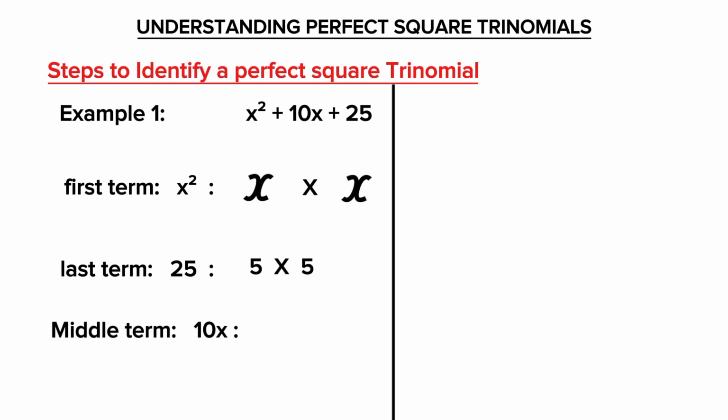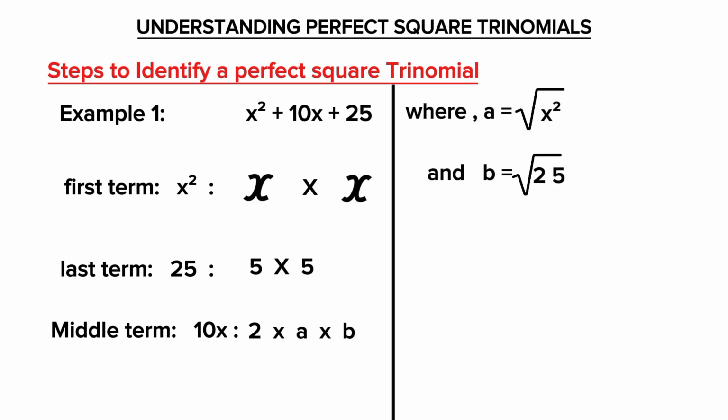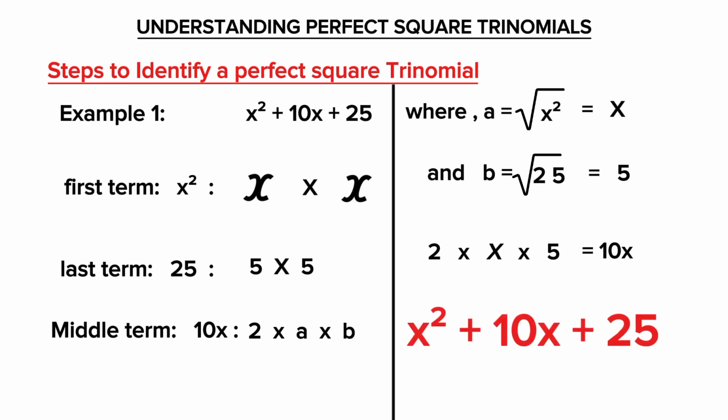Is the middle term in the form 2 times a times b, where a and b are the square roots of the first term and last term respectively? Square root of x squared is x, square root of 25 is 5. So 2 times x times 5 equals 10x, which matches the middle term. Therefore, x squared plus 10x plus 25 is a perfect square trinomial. It meets all three conditions.